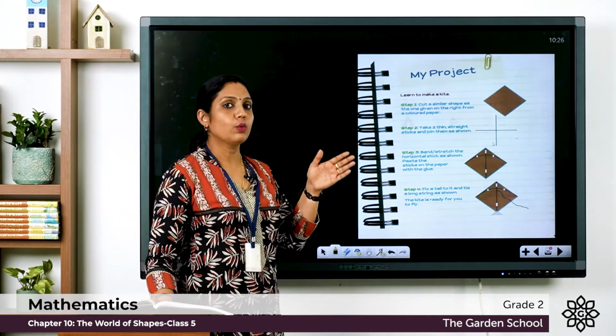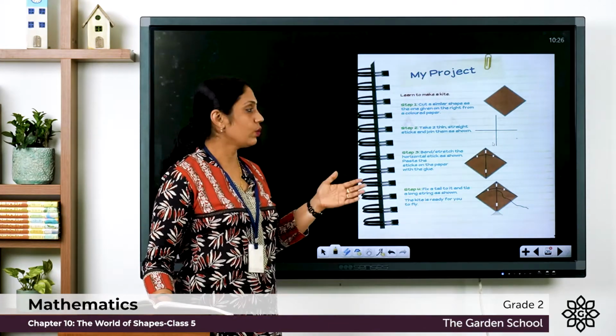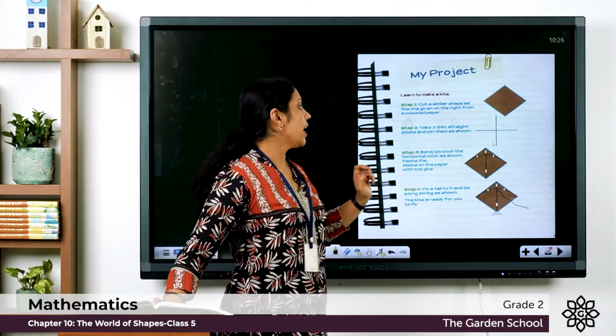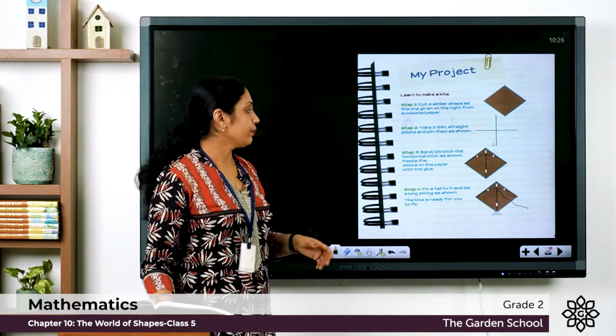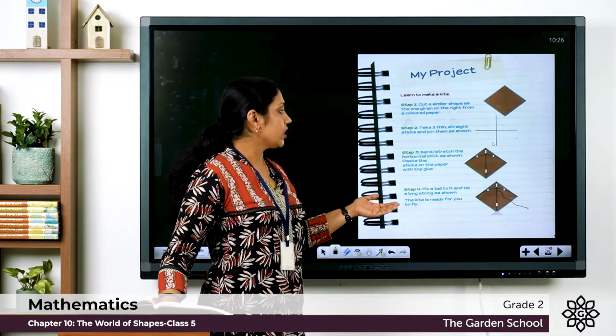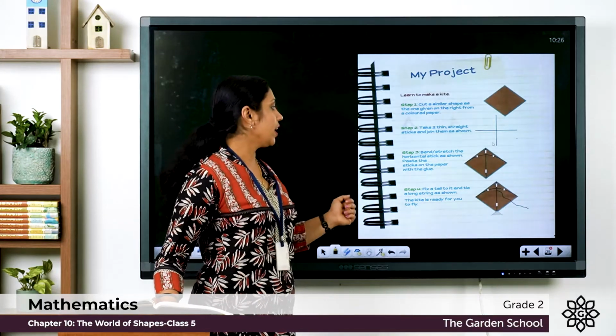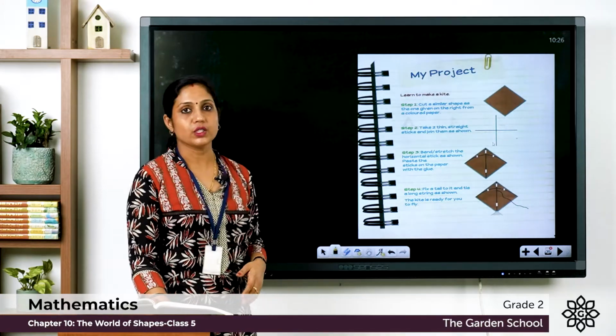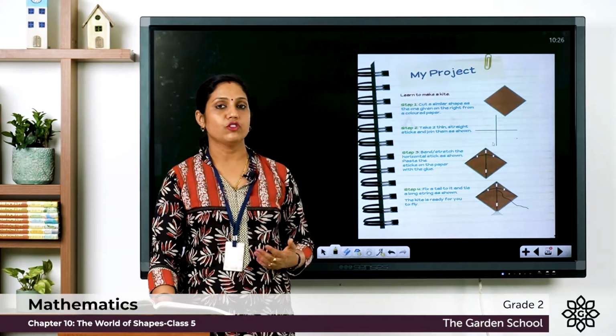So we learned what is horizontal, what is vertical. So what you have to do, the horizontal stick, you have to bend it like this and apply glue on the paper. Step 4. Fix a tail to it and tie a long string as shown. The kite is ready for you to fly. So you can try doing this, how to make a kite.